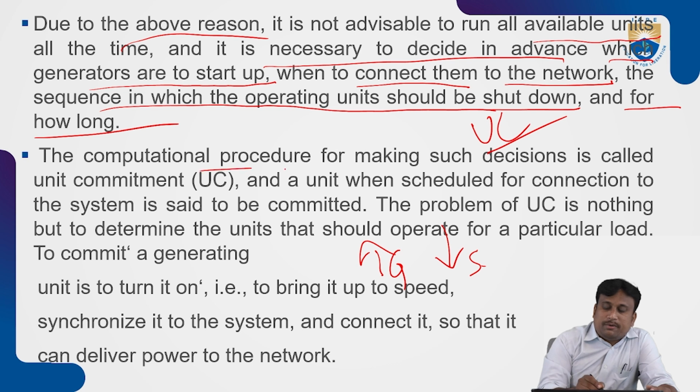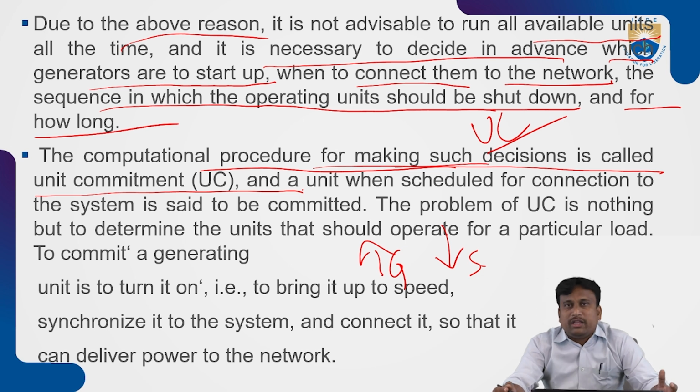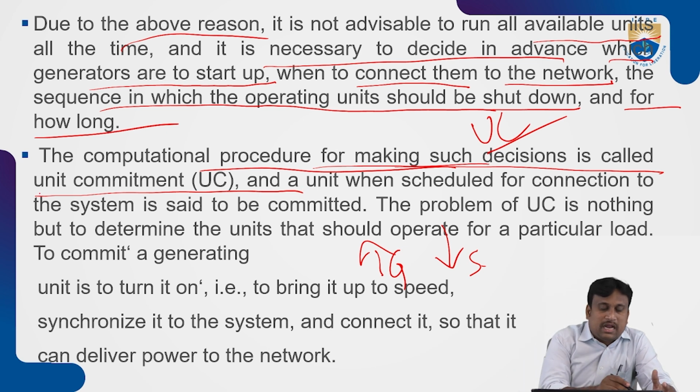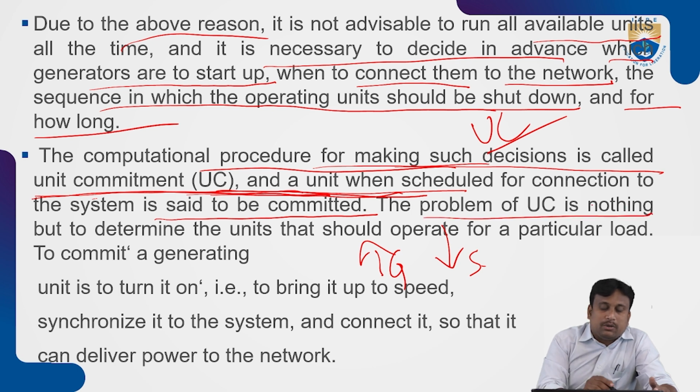The computational procedures derived for making such decisions are called unit commitment. All the procedures designed for framing the rules of generator scheduling are decided within the unit commitment problem. When the schedule takes place, the connection of the system is said to be committed. The problem of unit commitment is to determine the units that should operate for a particular given load.